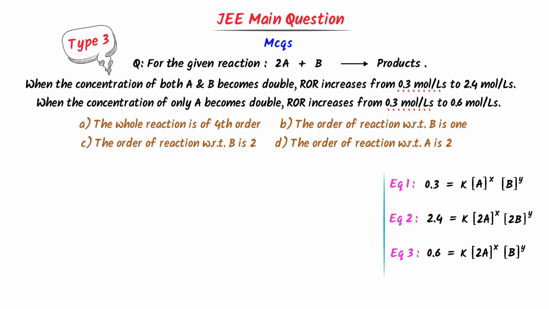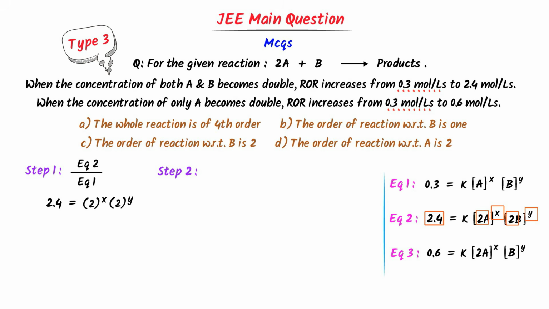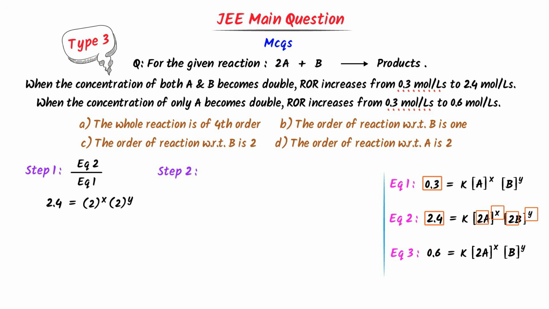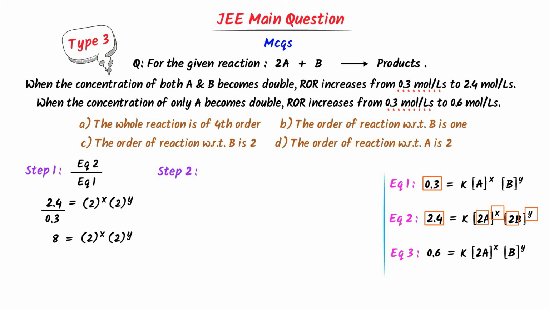Now, according to my trick, I will follow two steps. In the first step, I divide equation 2 by equation number 1. In equation 2, the numerical values are 2.4, 2^x and 2^y. I write 2.4 is equal to 2 raised to the power x and 2 raised to the power y. In equation 1, the numerical value is only 0.3. I divide equation number 2 by it. After calculation, I get 8 is equal to 2 raised to the power x plus y, or I get x plus y is equal to 3.